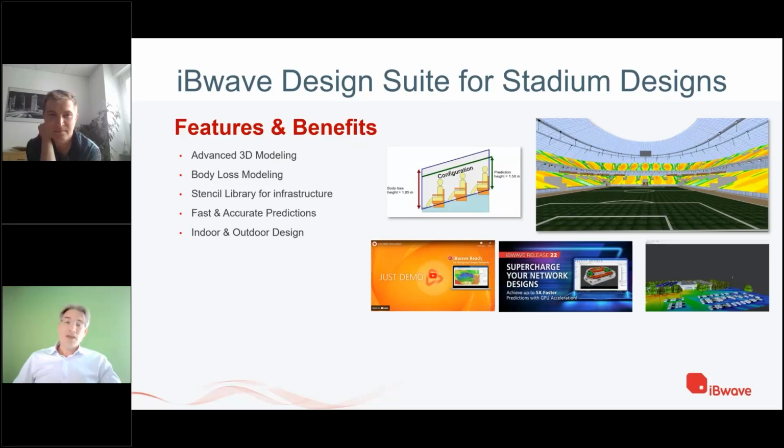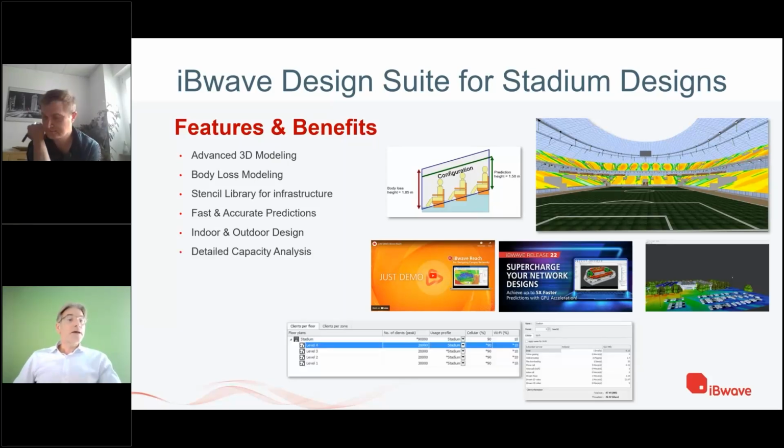Indoor and outdoor, as mentioned, you can see that there's an open roof, so there's signal coming from the outdoor to the inside. This is important as well to consider. We do have the IBWave Reach solution for that, and here you can find on our website lots of content and webinars on our IBWave Reach solution. It will not be part of today. We will just have a quick look at that.